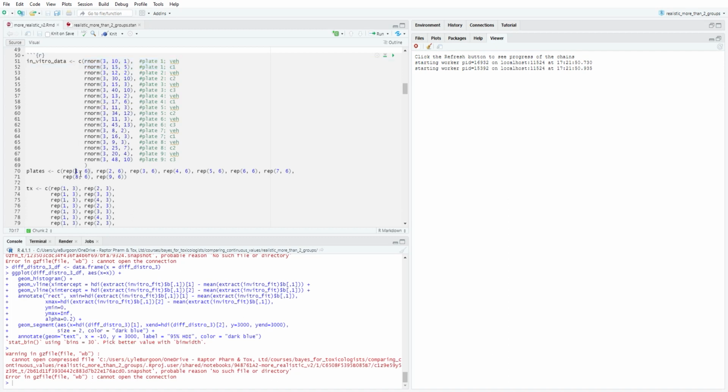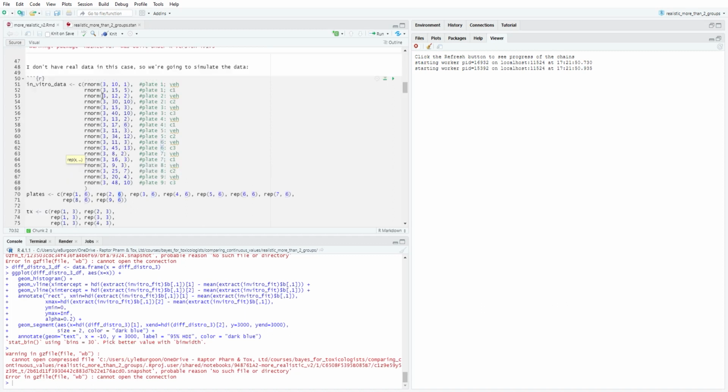So plate number 1, this is what this means. We're going to repeat 1 to represent plate number 1 six times. Then we're going to do the same for plate number 2 six times. So in other words, when we're building out this vector for plates, it's going to be 1, 1, 1, 1, 1, 1. Okay? The next grouping is going to be 2, 2, 2, 2, 2, 2. And then the next 6 blocks are going to be 3, 3, 3, 3, 3, 3. Next 6 blocks are going to be 4, 4, 4, 4, 4, 4.